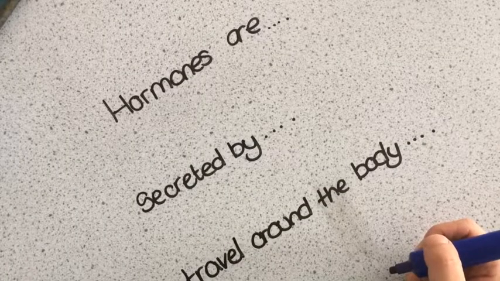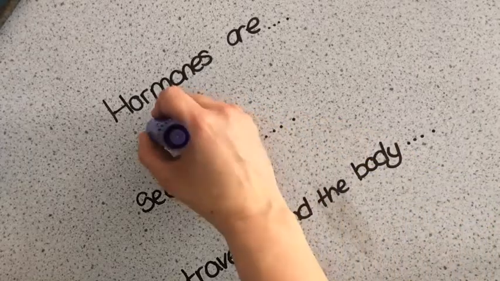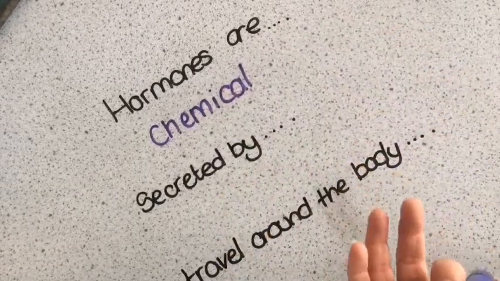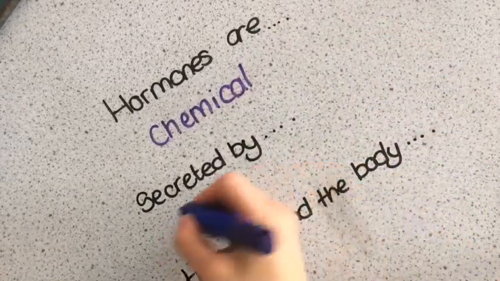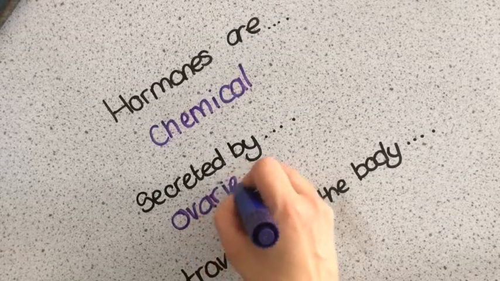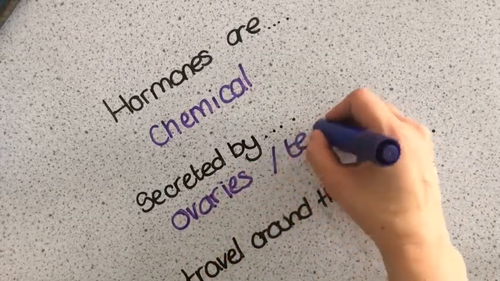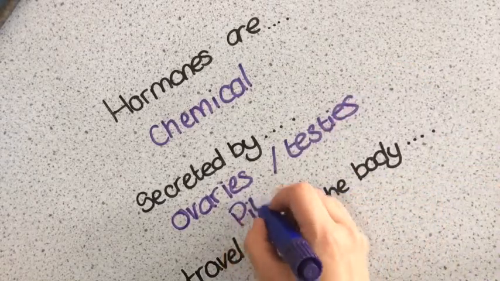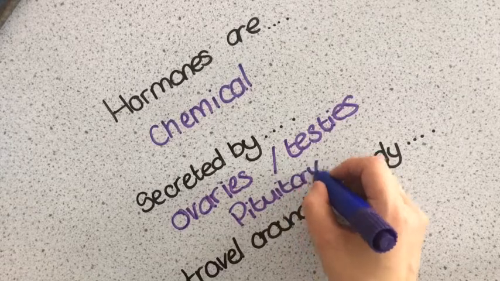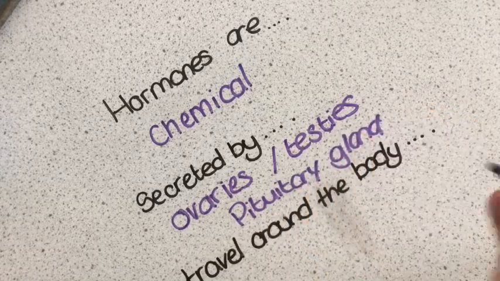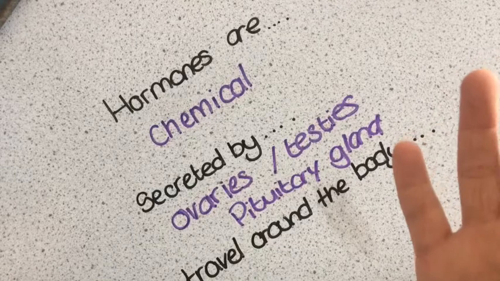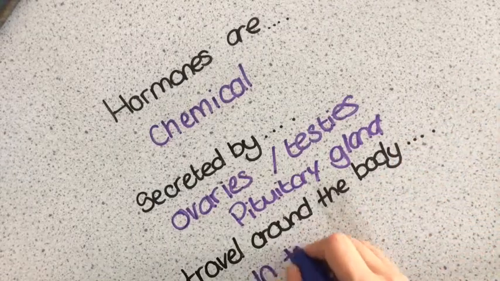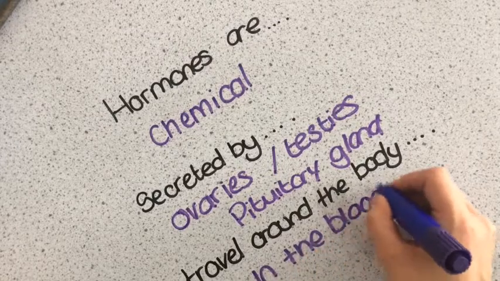Okay, let's talk about the basics of hormones. Hormones are very simply just chemicals that are secreted by various different glands around the body. If you're a female, they could be the ovaries. If you're a male, they could be a gland called the testes. You've also got one that we're going to look at in a moment called the pituitary. Those glands will release the chemicals into your body, and they travel around your body very simply in the bloodstream.